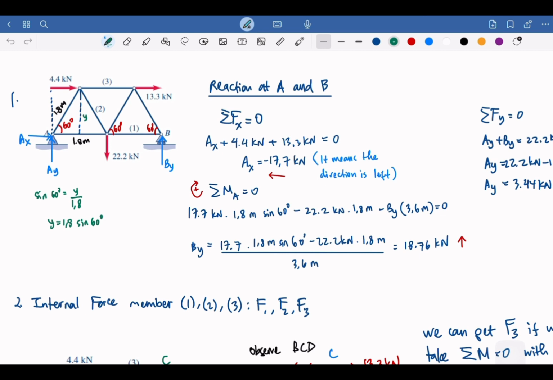And then we have this, By. We have Ay plus By equal to 22. So we have Ay. So we get everything, right? Okay, I think no problem here, right?